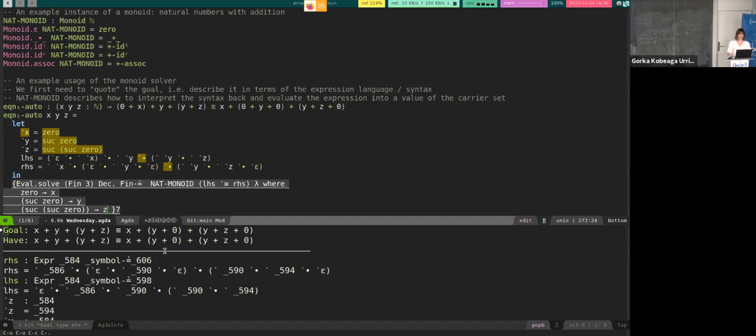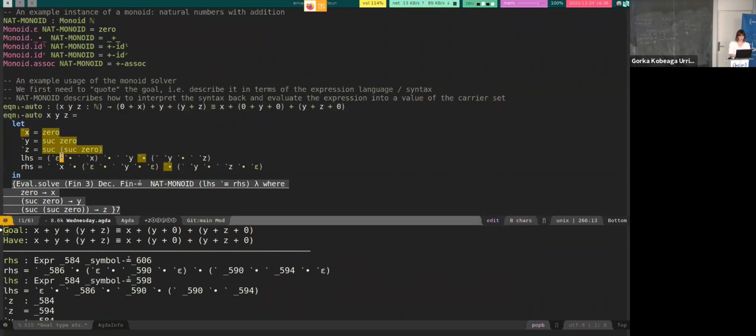But yes, so when you evaluate this solve function, it will first get this expression and normalize both sides. And because after normalization both sides are equivalent, the type of the goal will transform into this thing here.